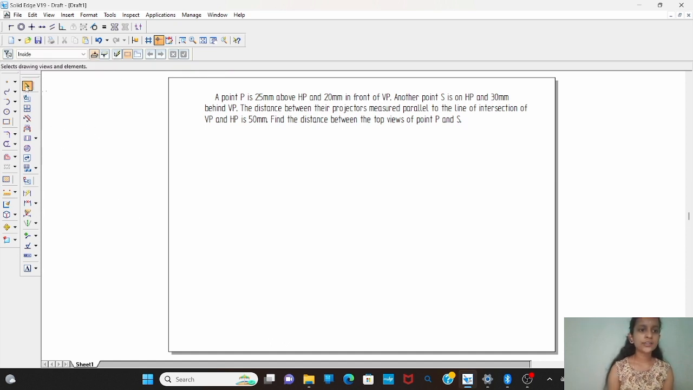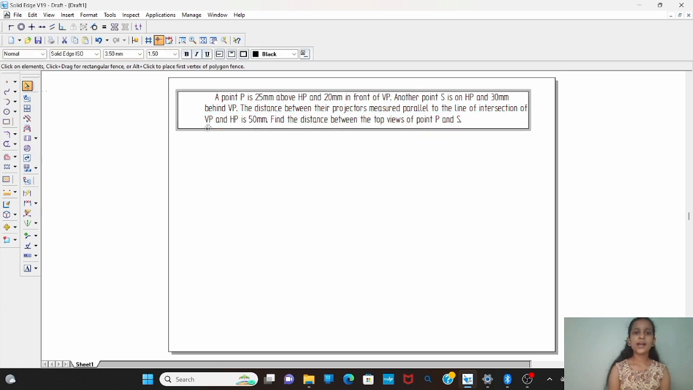The first question is related to the projection of points. A point P is 25 mm above HP and 20 mm in front of VP. Another point S is on HP and 30 mm behind VP. The distance between their projectors, measured parallel to the line of intersection of VP and HP, is 50 mm. Find the distance between the top views of points P and S.